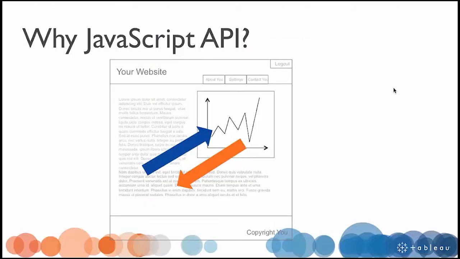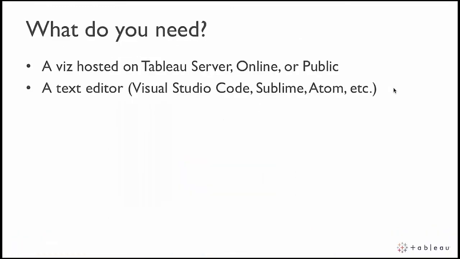So we've seen why people would use the JavaScript API and taken a look at a few examples. Let's talk about getting started with the JavaScript API. What do you need? Well, first of all, you need a Tableau visualization, of course, and this needs to live on Tableau Server, online or public. You also will need a text editor of some sort. Throughout this series, you will see me use Visual Studio Code, which is a nice free text editor. But you can use whichever text editor you prefer, for example, Sublime, Atom, any text editor designed for code editing.